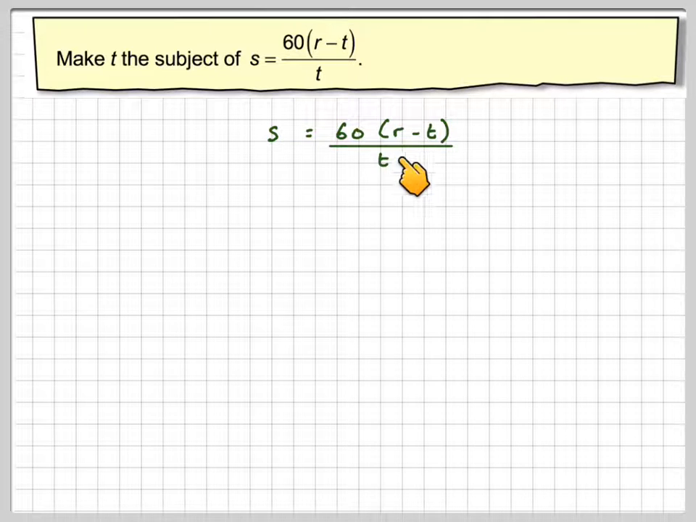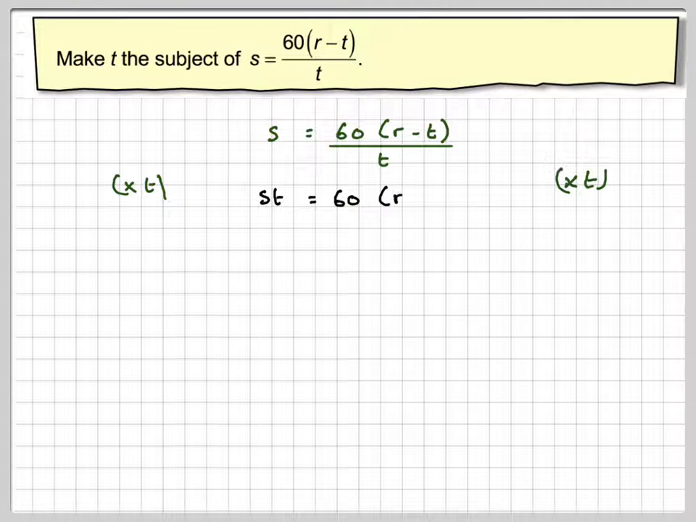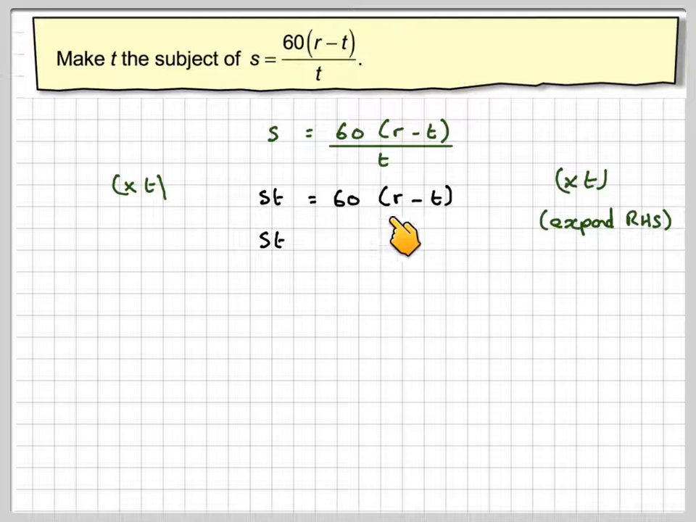In order to make this a bit simpler, if we multiply both sides by t, then the formula will become st is equal to 60(r minus t). Next step, which makes it difficult, is this bracket, so we'll expand the bracket on the right hand side. That's what that means. So we've got st on this side, then we're going to have 60 times r, which is 60r, and then minus 60t.